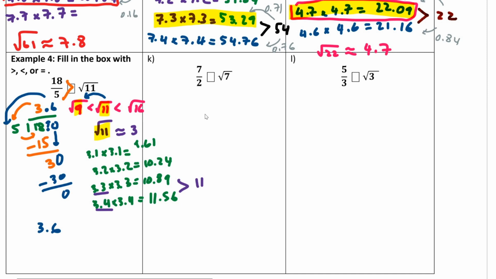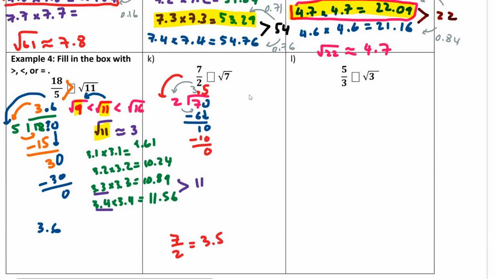Alright, 7 divided by 2, same idea, inside 7, outside 2. 2 going into 7 is 3 times. 3 times 2 is 6. Draw the line, change the sign, that gives you 1. Bring down the 0. Don't forget the decimal point. 2 going into 10 is 5 times. And bring it back, that would be 10. Draw the line, change the sign. So the answer of 7 over 2 is about 3.5.